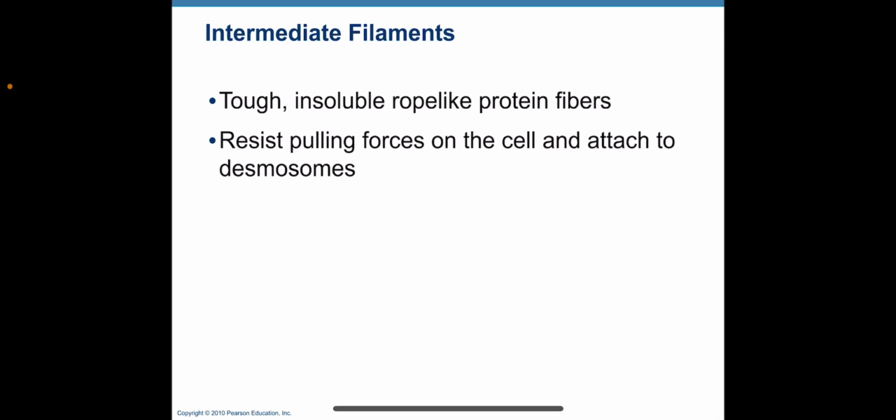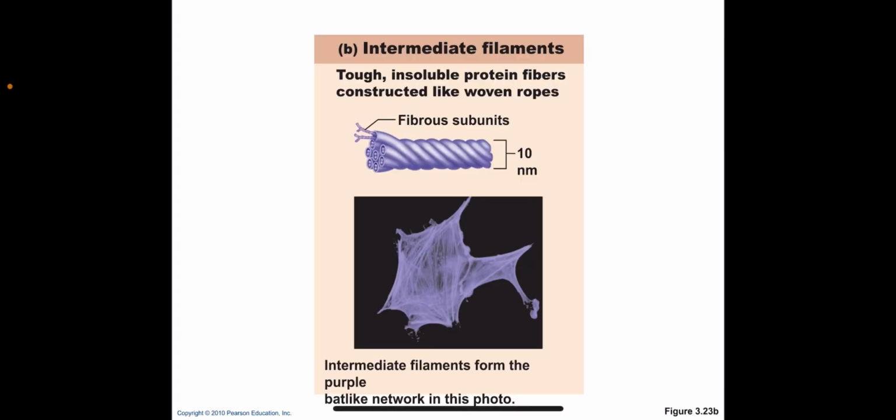Intermediate filaments are tough, insoluble, rod-like protein fibers. They resist pulling forces on the cell and attach to desmosomes. So we can see them here. They're the purple in this photo. They're about 10 nanometers wide, so they are larger than microfilaments. They are insoluble protein fibers. They almost look like a braided rope. They have fibrous subunits. Once again, you can think of it like fibers in a shirt.